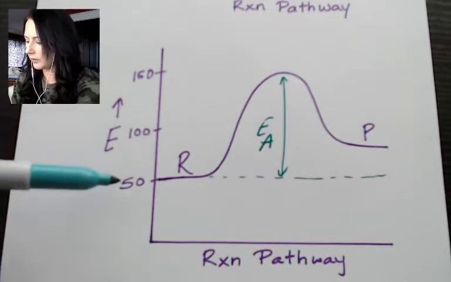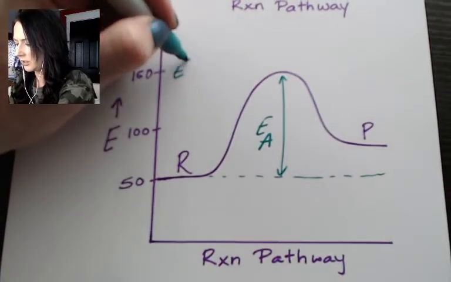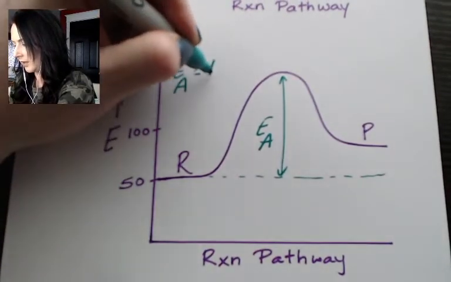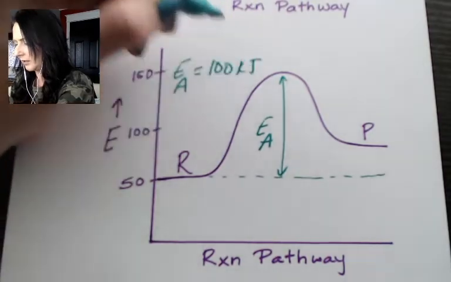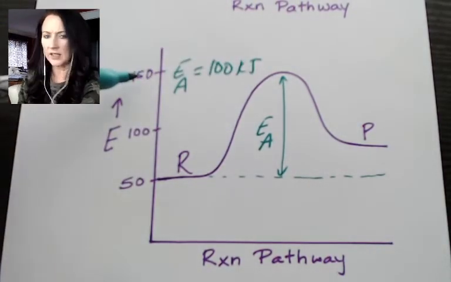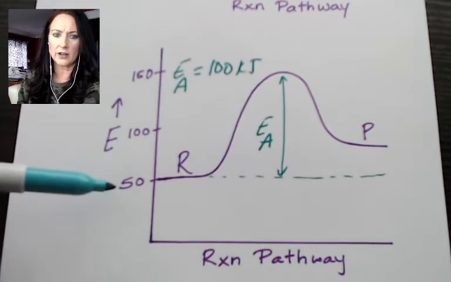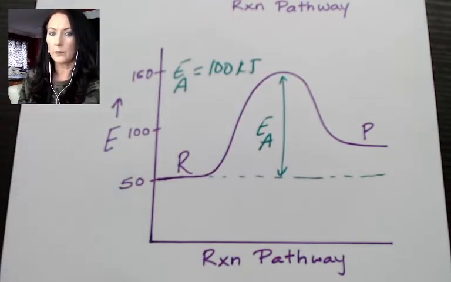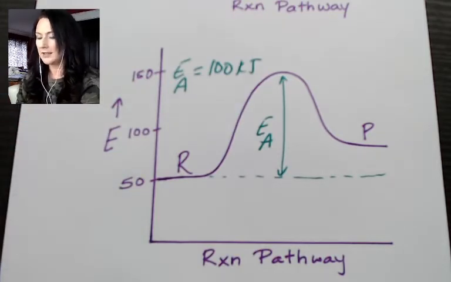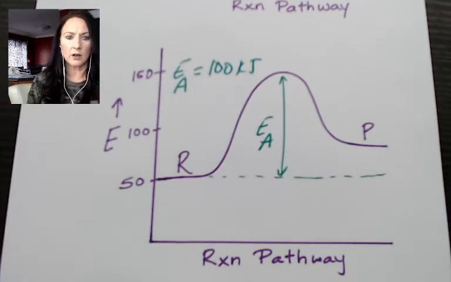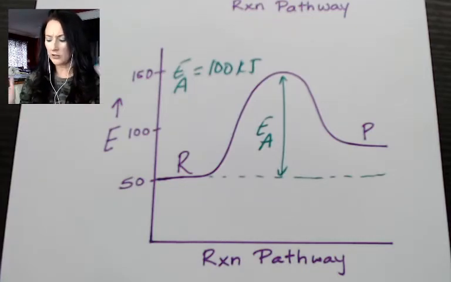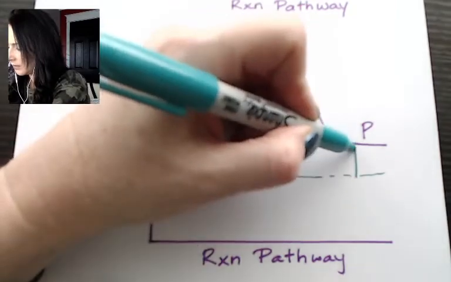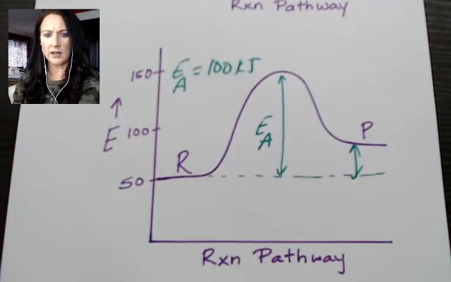And in this example, we would say the activation energy is, let's say, 100 kilojoules, right? So 150 at the top of the hill, reactants are starting at 50, so the difference between the two, 100 kilojoules. Delta H is still the difference of reactants and products, so where the products finish and where the reactants begin, the difference in their energy, so it's right here.